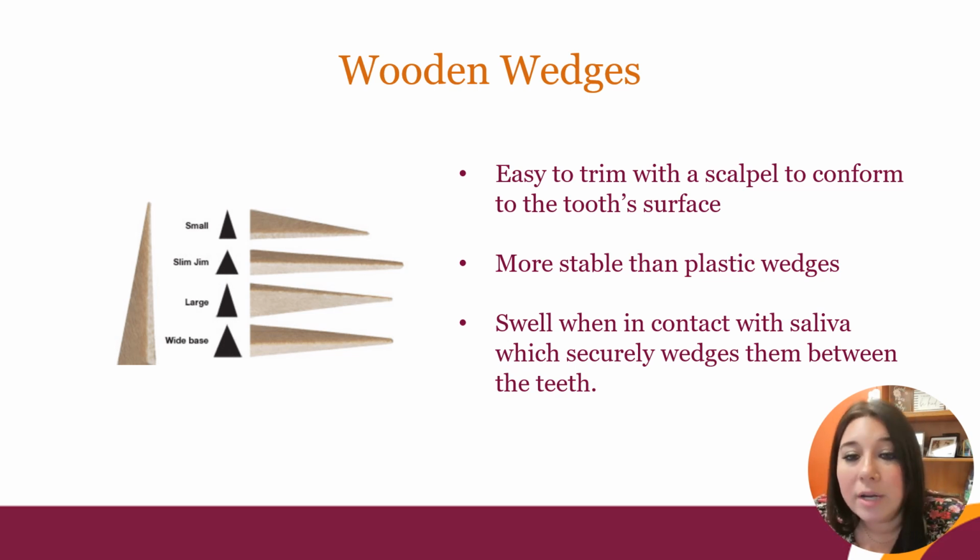There's also wooden wedges. So wooden wedges are easy to trim with a scalpel to conform to the tooth surface. They are apparently more stable than plastic wedges because they swell when they come in contact with saliva, which causes them to expand a little bit, and that securely wedges them between the teeth.